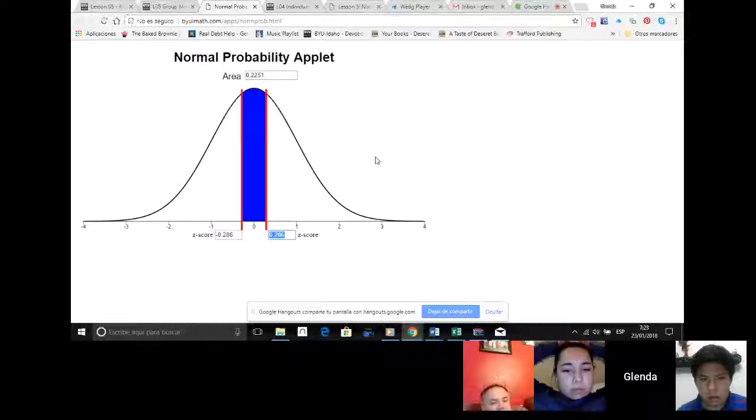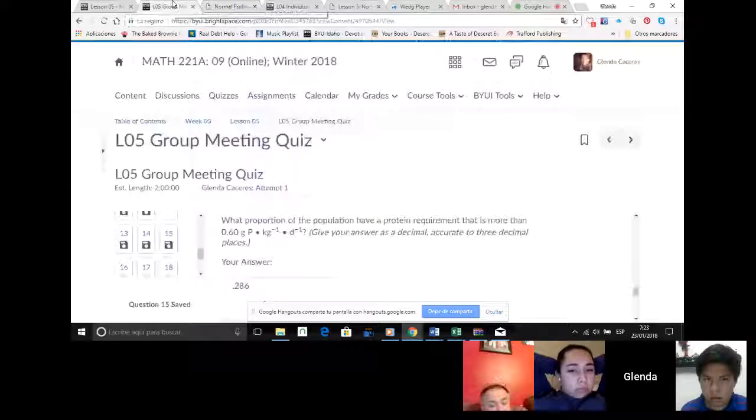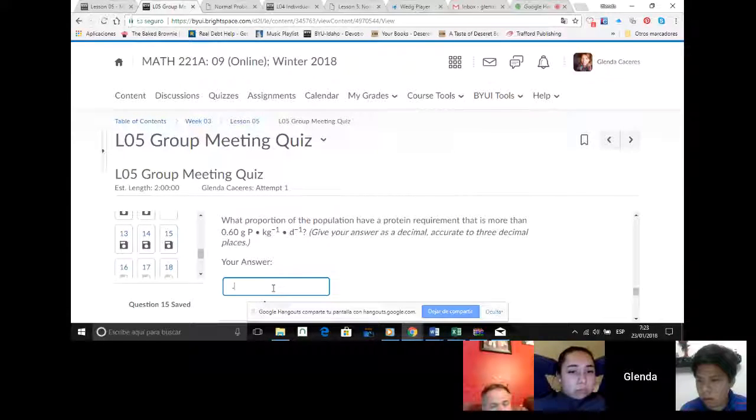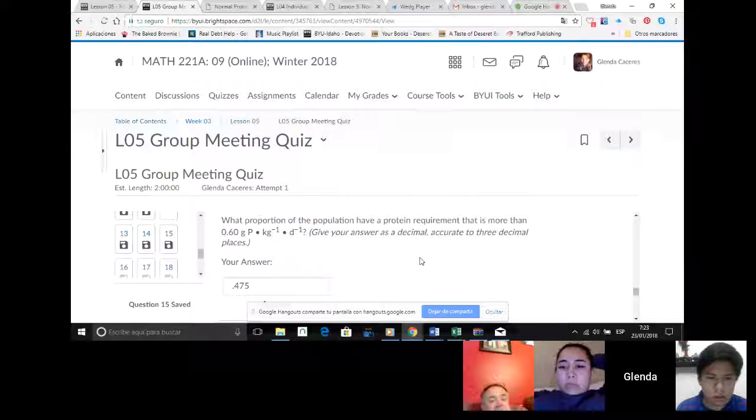Does that make sense to you, Jocelyn? Yeah, it does. Okay. The 0.525 is going to be the answer of 13, and then 0.475 is going to be the answer of 14. Sorry, what was that again? 0.475. Oh yeah, because it has to equal 1. Right. Okay, got it.